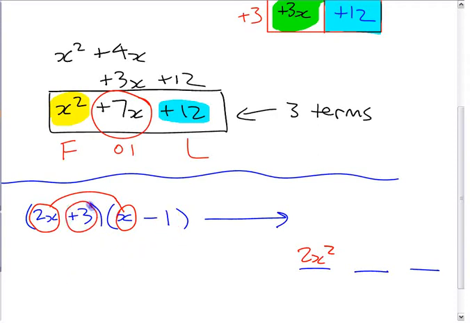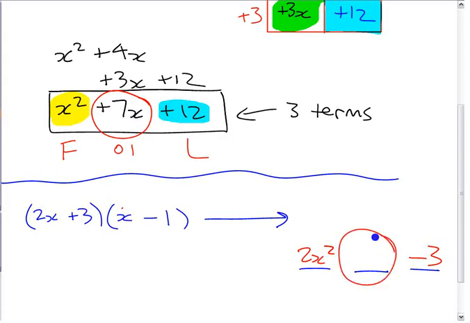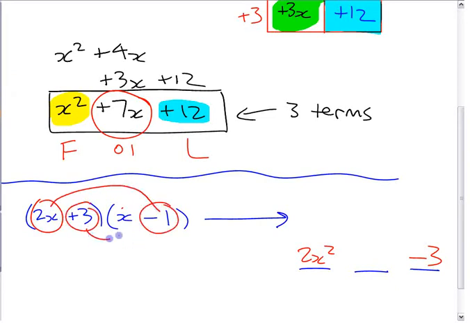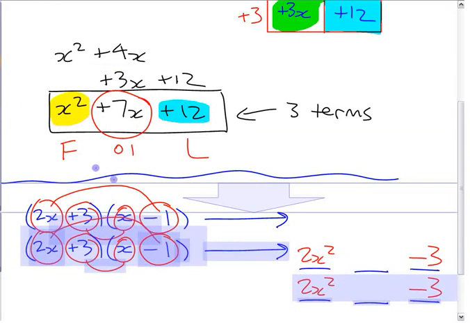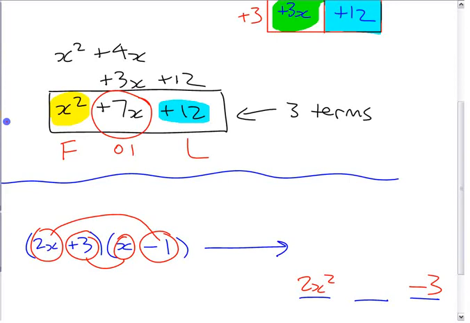You got plus 3 times minus 1, so it's going to be minus 3. Let me erase all the red lines over here. We have the first term and the last term. The middle term comes from two places. Where does it come from? It comes from this times that, and it comes from this times that. What are those two terms going to be? Think about what those two terms are. What are the outside terms going to give you?